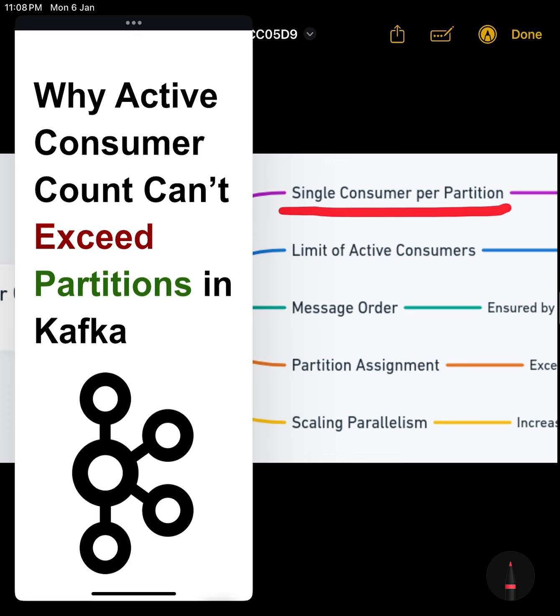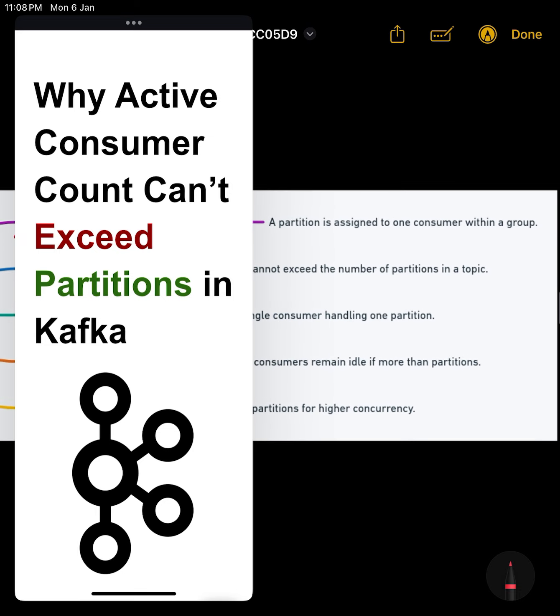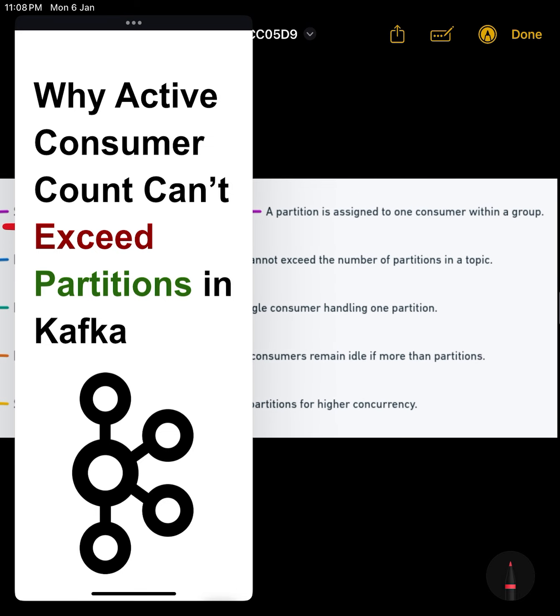Partition as a unit of parallelism. In Kafka, each partition is the smallest unit of data storage and parallelism. Messages within a partition are consumed sequentially by a single consumer.